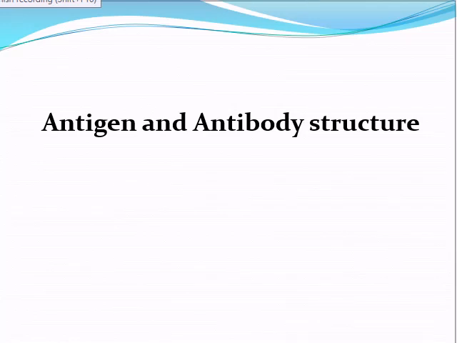Hello everybody. In this lesson I'm going to talk about the antigen and antibody and their structure. It is very important, before we start talking about how antigens and antibody react with each other, that we understand how their structures are, and which are the parts of the antigens or the antibody that are involved in the reaction.